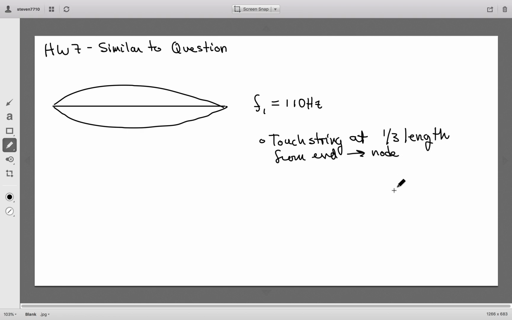And what's important is that a loop will form. This is a single loop with a node here, an antinode here, and a node here. So you touch the string at 1/3 of its length, let's say right around here, you'll form a node there. A loop will form between this point touched and the end of the string.